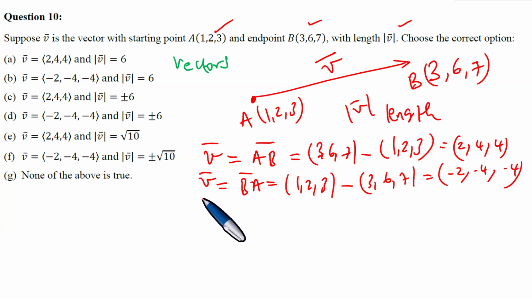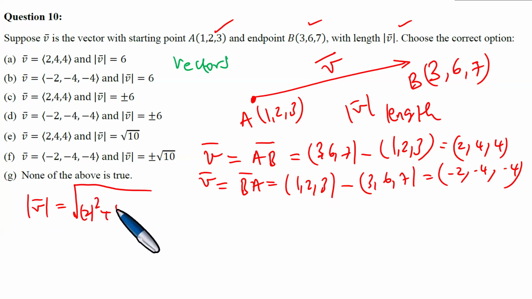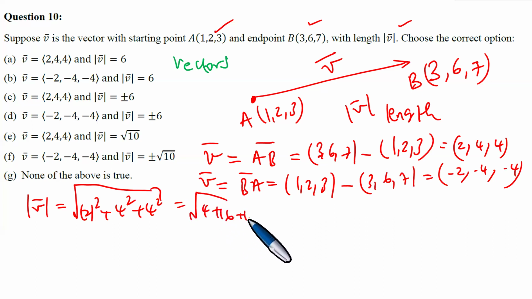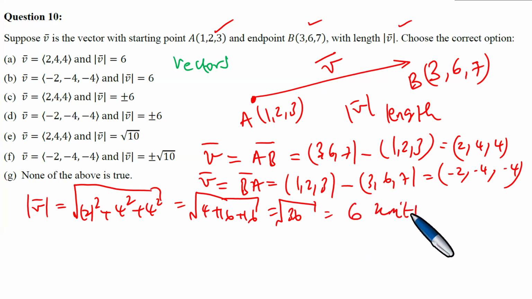Then you would have the length of this. The length of the vector V is the square root of 2 squared plus 4 squared plus 4 squared. So 4 plus 16 plus 16. What is 16 plus 16? It's 32, plus 4 is 36. And the square root of 36 becomes 6 units. This gives us the length. So the correct answer would have to be exactly that one there.